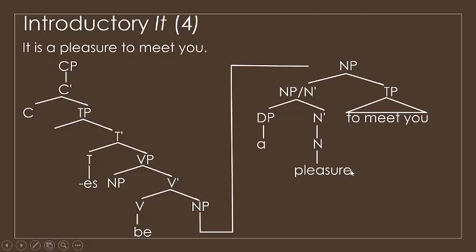In the S structure, B here will move to ES and merges with ES and forms is. Here, TP, to meet you, as a specifier of pleasure, does not move to the specifier of T. To meet the requirement that every sentence should have a subject, to meet you here as a specifier of pleasure does not move to the specifier of T. Instead, the introductory it is inserted as a subject of the sentence.